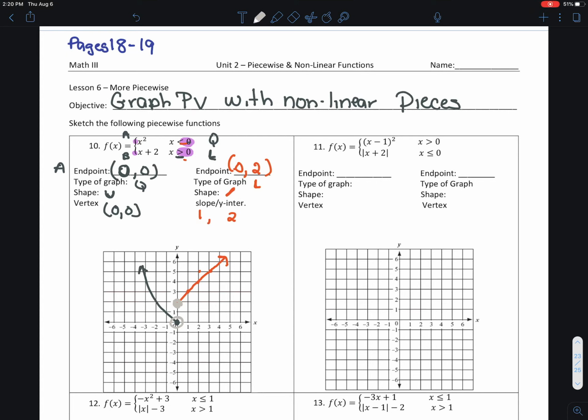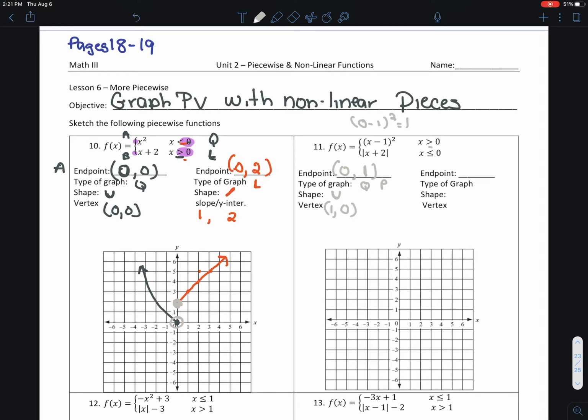I have two functions. My first function is quadratic. The second one is absolute value. So we're going to start with the endpoints. So when x is greater than 0, if I put 0 here, I get 0 minus 1 squared, which is 1. So that endpoint would be x is 0, y is 1. The type of graph is quadratic, so that means it's going to be a parabola. The shape is U-shape, or parabola, and its vertex is at 1, 0. Okay? So let's start by graphing that piece.